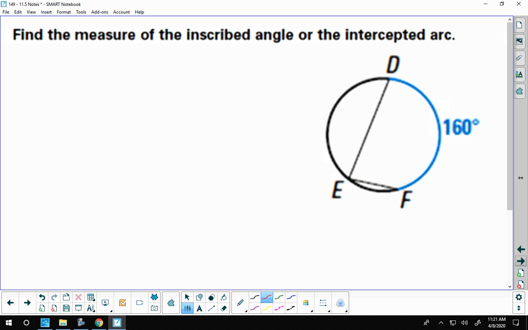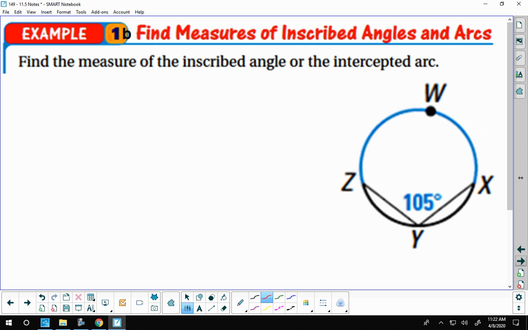Same thing, this intercepted arc is 160 degrees, so half of that is 80 degrees, which is the measure of the inscribed angle. So if we were to write this out, we would say the measure of angle DEF is 80 degrees.